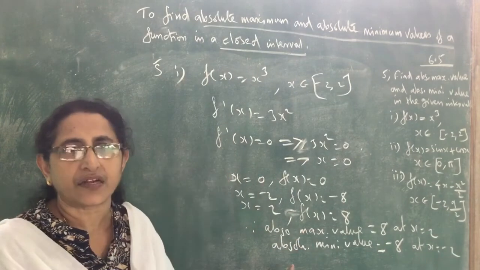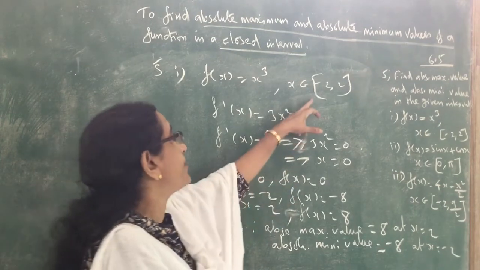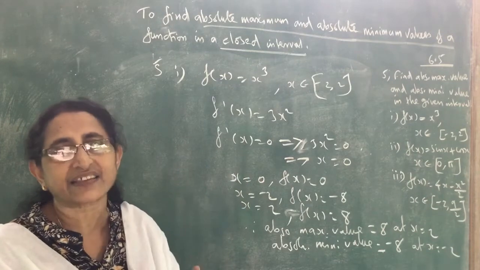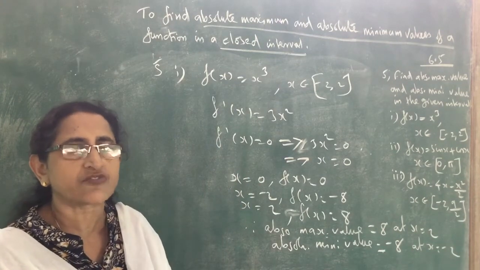So that is the method. First find the critical points, and at the critical points and the end points find the value of f of x. Then from that select the greatest number and the smallest number. The greatest will be the absolute maximum, the smallest will be the absolute minimum.